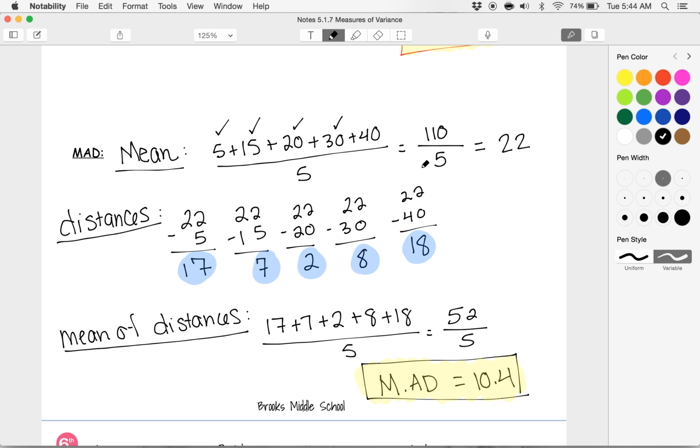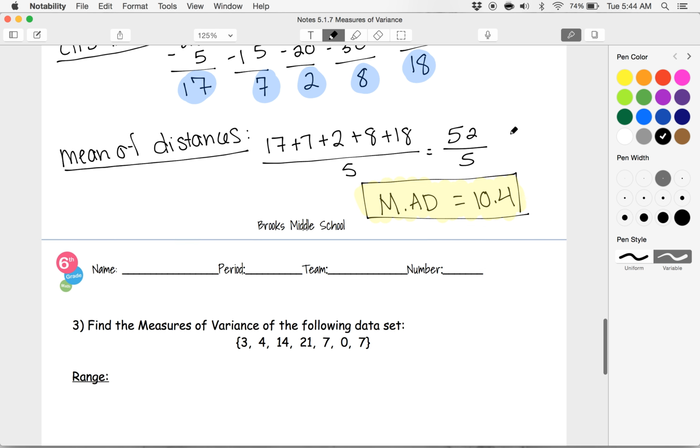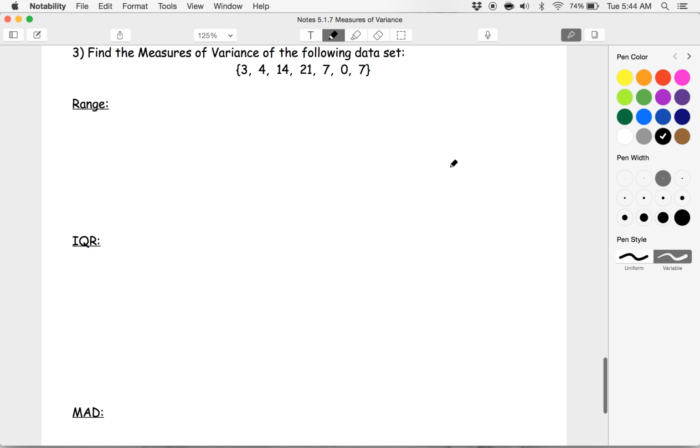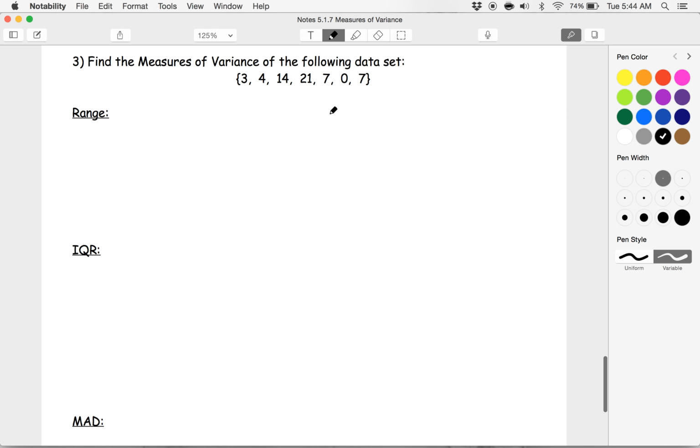Okay, let's take a look at our next example. Same idea, we need to find the measures of variance. My list isn't in order, so I'm going to start by putting it in order. 0, 3, 4, 7, 7, 14, and 21.